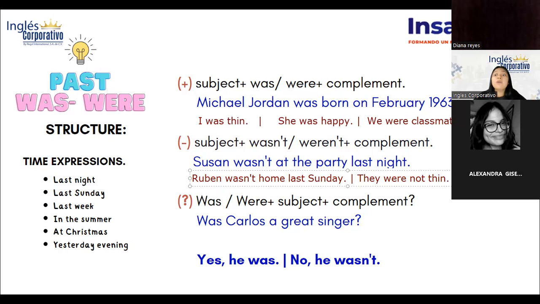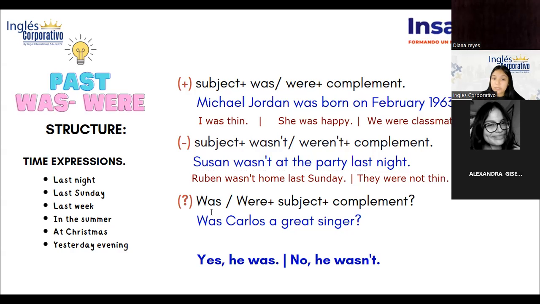Entonces, la mayor parte de ocasiones utilizamos adjetivos, ¿se fijan? Thin, happy, o en este caso, nouns, que un nombre es una cosa, un lugar, una persona, ¿verdad? Entonces, classmates es un noun, es un nombre, ¿sí? Home is a noun, ¿ok? Thin is an adjective, ¿ok? Now, let's move and let's talk about questions, ¿ok?